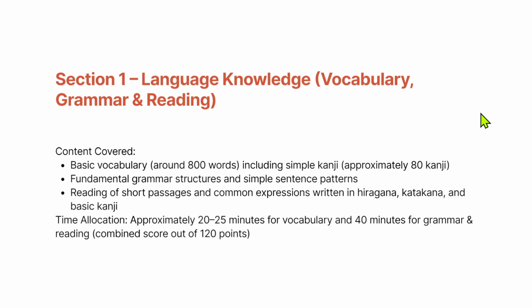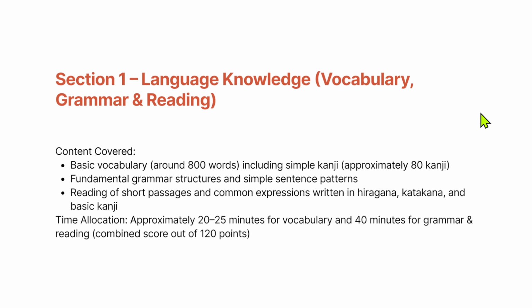So section 1, language knowledge, which includes vocabulary, grammar, and reading. What does this section include? Basic vocabulary, around 800 words. This basic vocabulary includes Hiragana, Katakana, and also simple kanji. This simple kanji will be approximately 80 kanji.